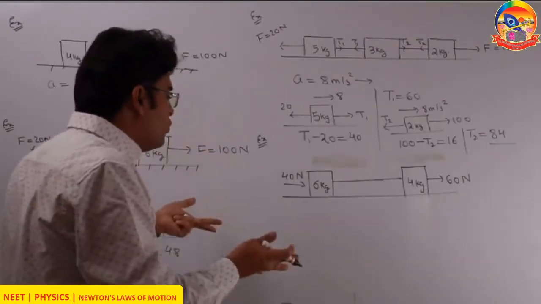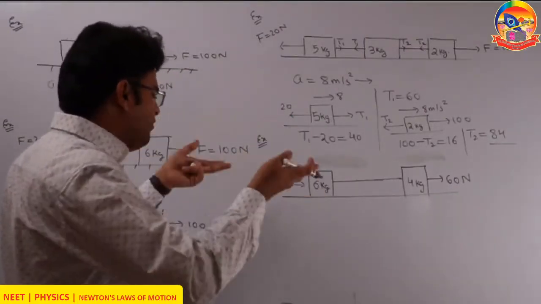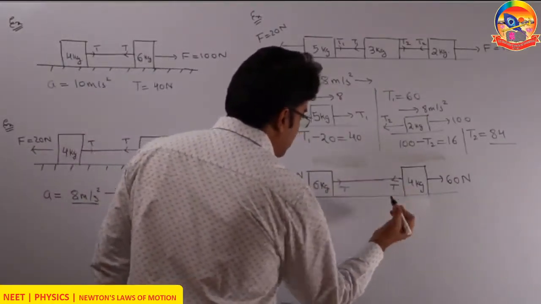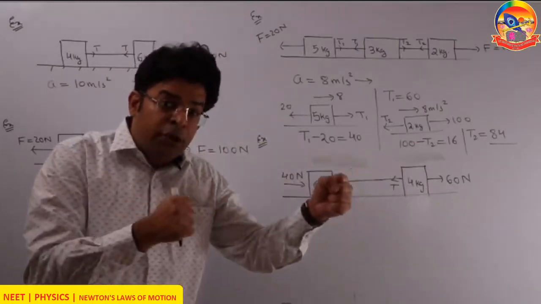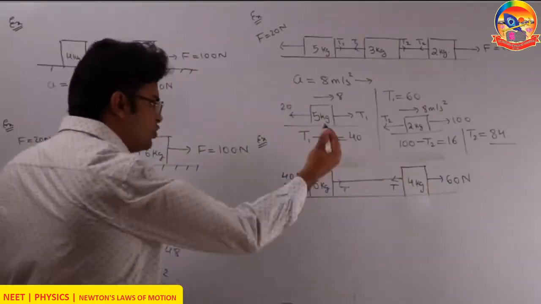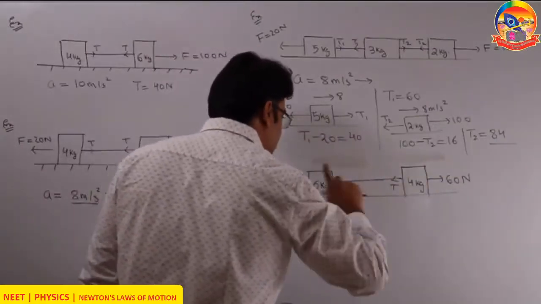So sir, how to approach? How do I know that the string will be tight or loose? Let's say the tension in this string is T. Understand that the force of tension has to be pulling in nature. So it is pulling the 6 kg forward, and the 4 kg backward. The net force on the system is how much? 100.